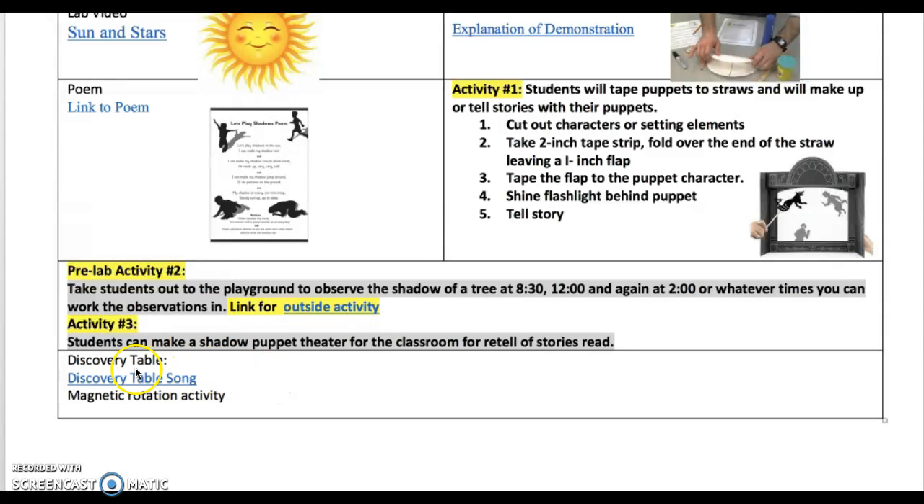The third activity is students can make a shadow puppet theater like this for the classroom for retelling stories in the classroom. If you do a read aloud, then they can practice as a reward or as part of a station. They can practice the retell, which is great for comprehension.